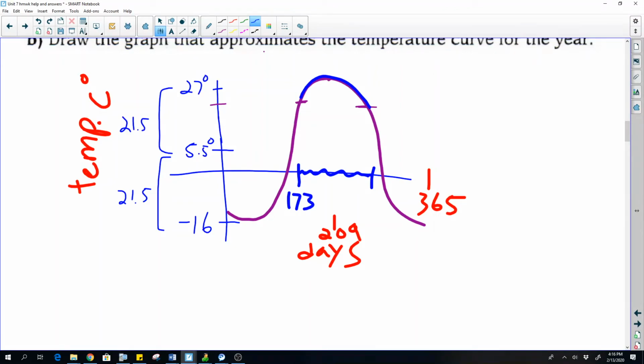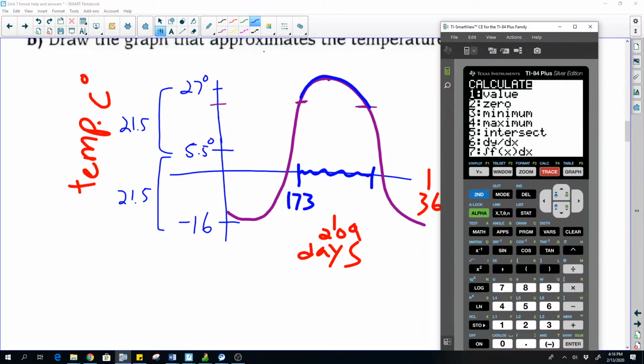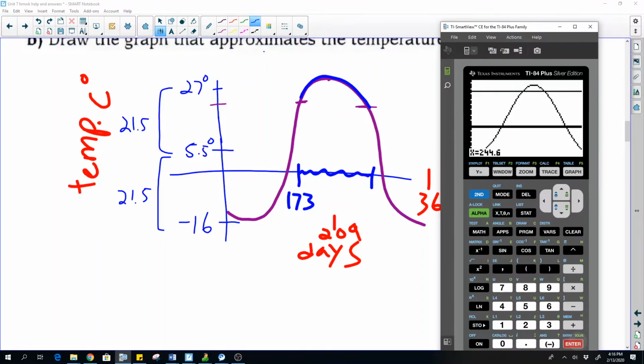Of course, this is on average because it does fluctuate. So 173. Then we go back to our calculator and do the same thing, going over to where it says, right there, do intersection again. 23 again, around the 244th day. So second calc, then intersection, option 5, enter, enter, enter. That gives us approximately 245 days.